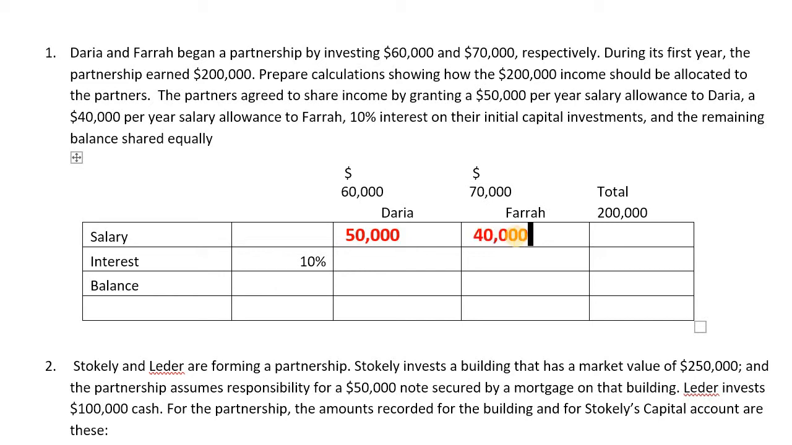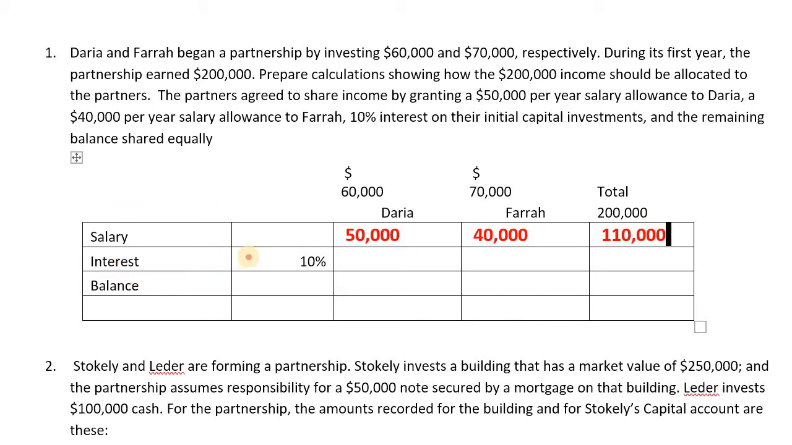Remember, that doesn't mean they got that much cash. That's an allowance. For a total of $90,000, we started with $200,000. We just accounted for 90 of it. I think what's left is $110,000. So now we'll handle the salary allowances.